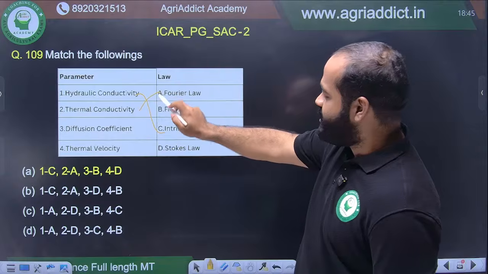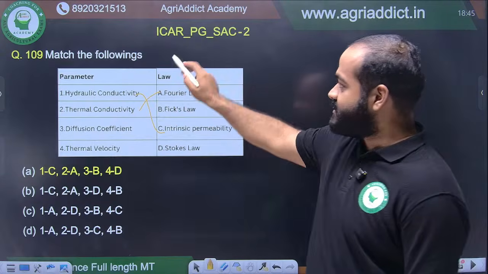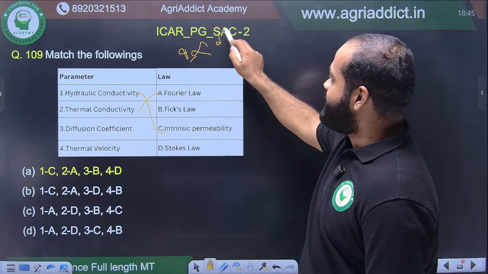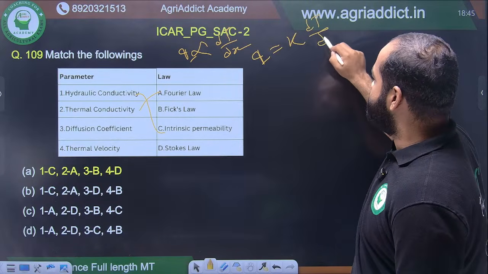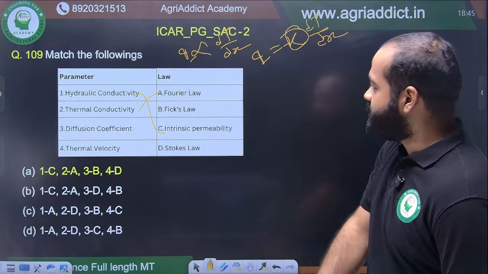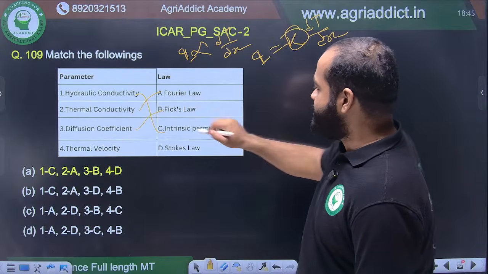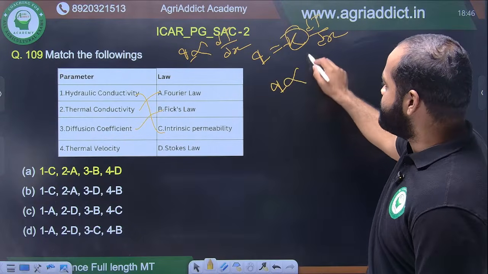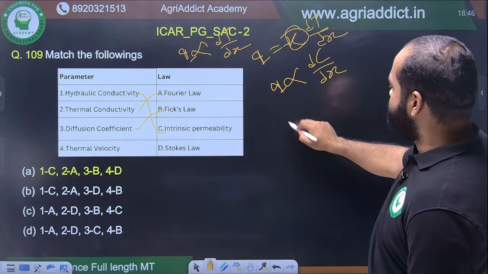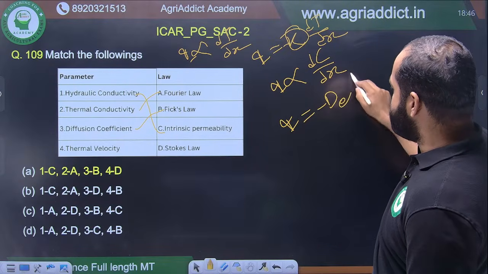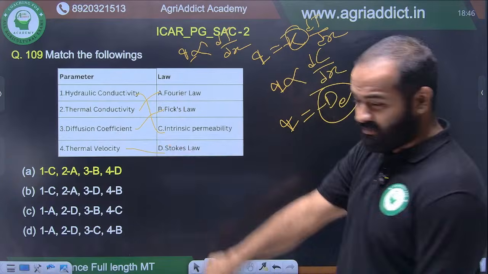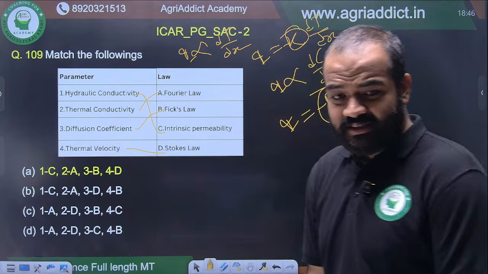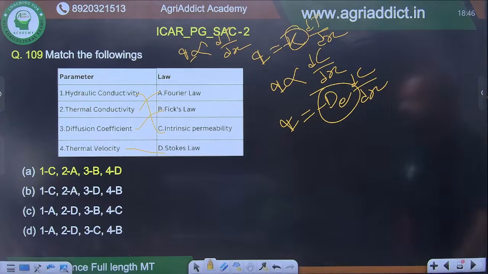Thermal conductivity is Fourier's law. Yesterday we discussed in detail. If flux is proportional to the temperature gradient, the proportionality constant is called thermal conductivity. Then diffusion coefficient is Fick's law. Again the same: if flux is proportional to the concentration gradient, the proportionality constant is called the diffusion coefficient. Or thermal velocity, that is Brownian motion, which comes in the assumption of Stokes law, right? This one is a very good question, I must agree.